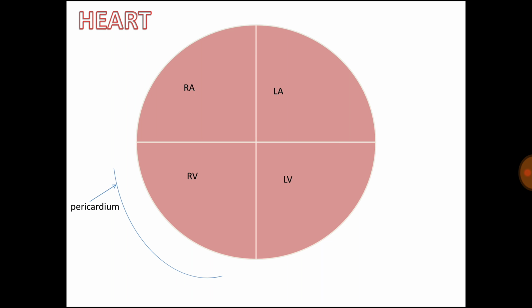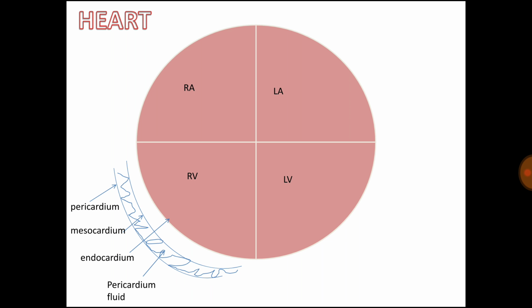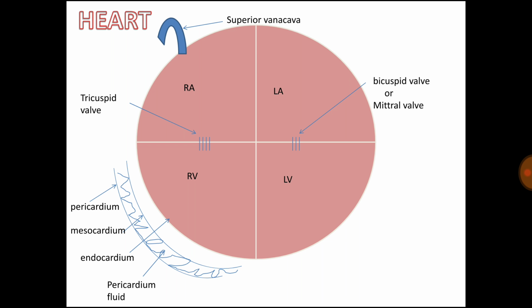sulcus. The outer layer of the heart is known as the pericardium, which has a fluid inside known as pericardial fluid, and from inside it is covered by the mesocardium, and the innermost layer is known as the endocardium. On the right side, a tricuspid valve is present. On the left side, a bicuspid valve is present, also known as the mitral valve, and the heart is supplied from the upper side by the superior vena cava and from the lower side by the inferior vena cava.